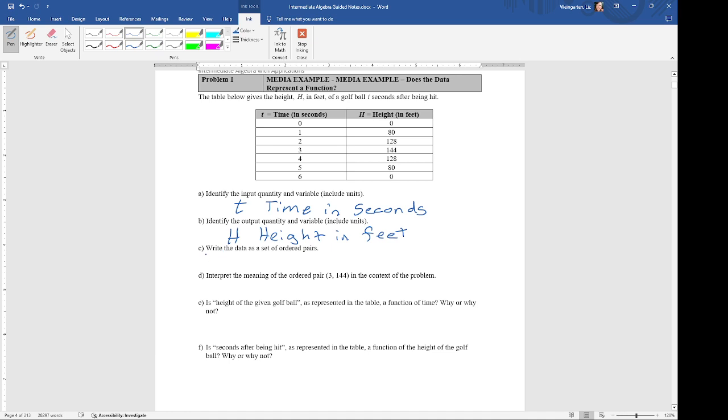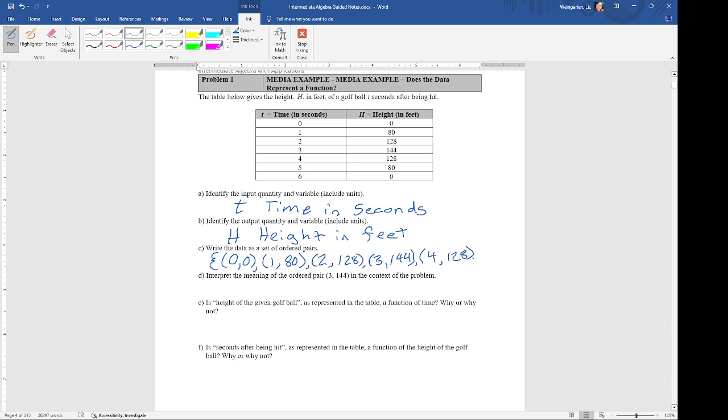So to write a set of ordered pairs, you start by putting a curly bracket that shows that each of these ordered pairs is inside a set. Each ordered pair is going to be in parentheses, the input, comma, the output. So I had the input of 0 and the output of 0. Followed by a comma, the next pair, 1 and 80. The next pair, 2 and 128. The next pair, 3 and 144. The next pair is 4 and 128.